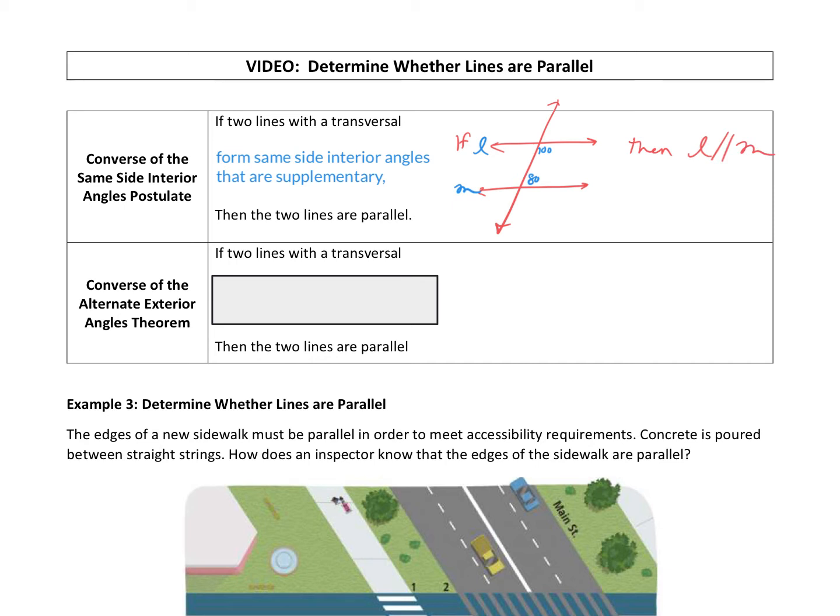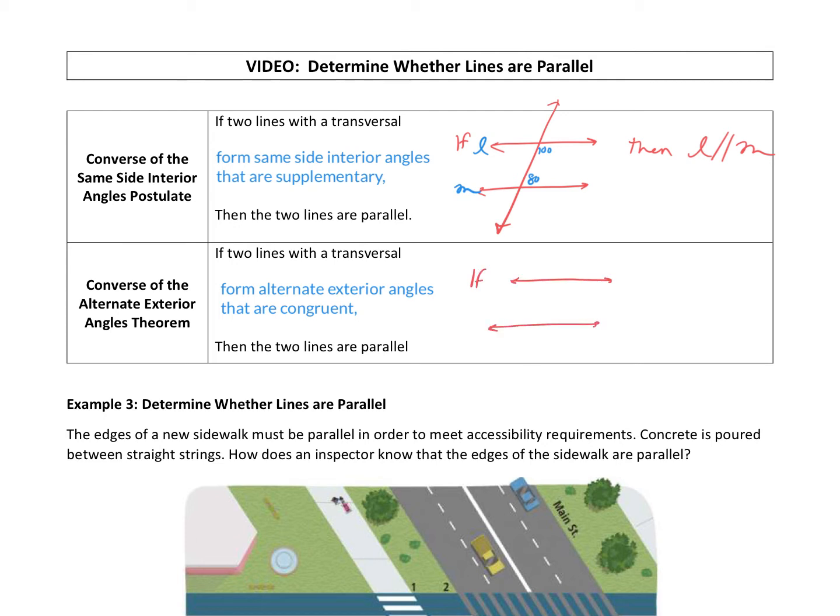All right, our converse of the alternate exterior angles theorem. So if two lines with a transversal form alternate exterior angles that are congruent, then the two lines are parallel. So a visual of this, if we have two lines and a transversal, and alternate exterior angles are congruent. So here's an exterior angle right there. If that is congruent to the one that is an alternate exterior angle with it, here's line L, line M, then we can conclude that line L is parallel to line M.